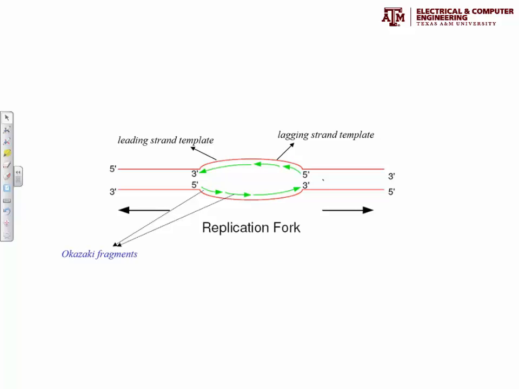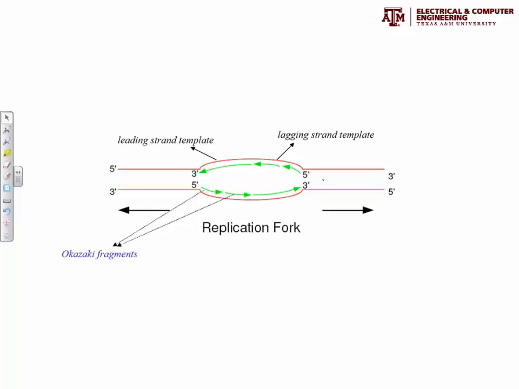Same thing for this bottom one here. As this opens up and moves more to the right, it's still synthesizing in the 5' to 3' direction, so it can be synthesized as one continuous stretch. But on these other two strands, which are called the lagging strand, you can see that initially maybe it opened up somewhere here, so this has started synthesizing. But now this has opened up, so it cannot go from here to there. It cannot go in the opposite direction. It can only synthesize in one direction, so there is a problem.